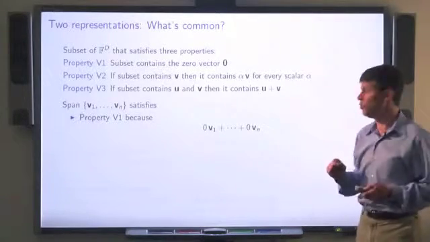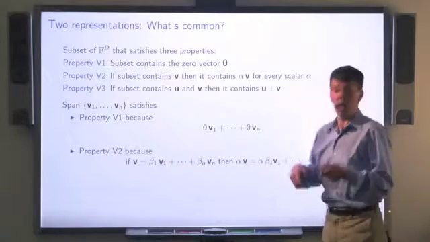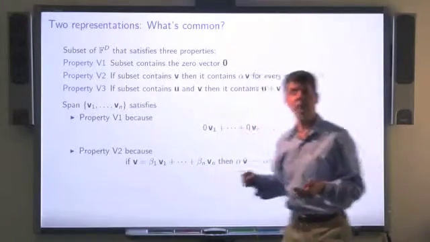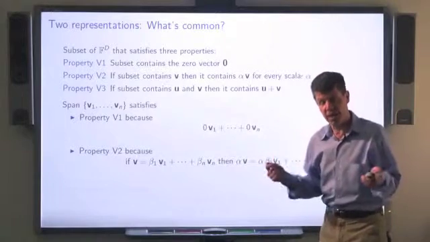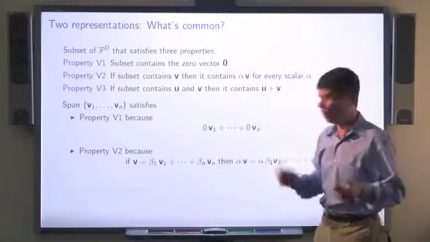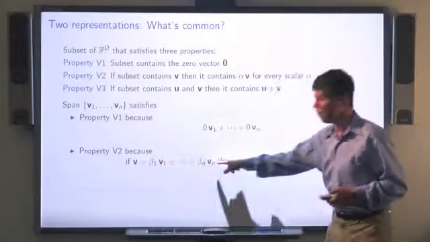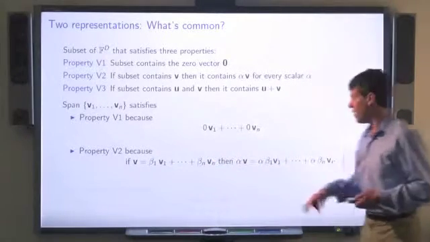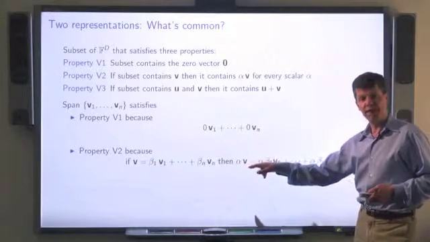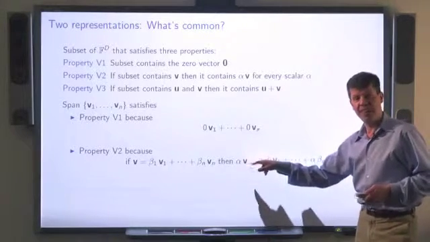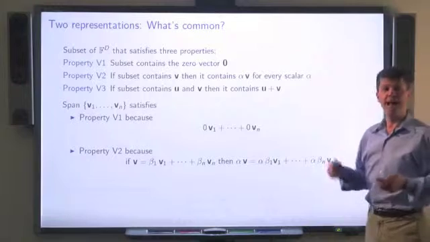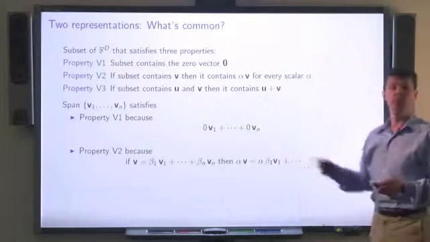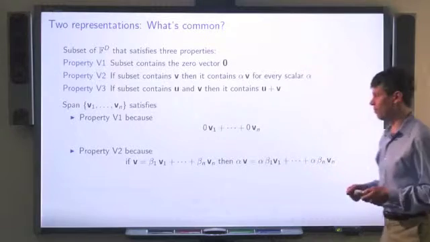What about property v2? Well, let's take any vector in the set, that is, a vector in the span, which is a vector that can be written as a linear combination of v1 through vn. So we have a vector that's written as some linear combination. You have some scalar alpha. Then the scalar-vector product, alpha v, can also be written as a linear combination of those vectors v1 through vn. You just multiply all the coefficients by alpha.